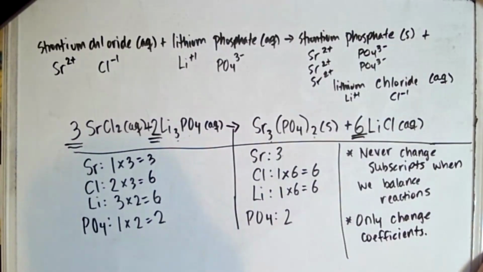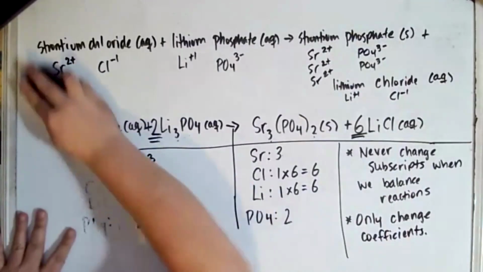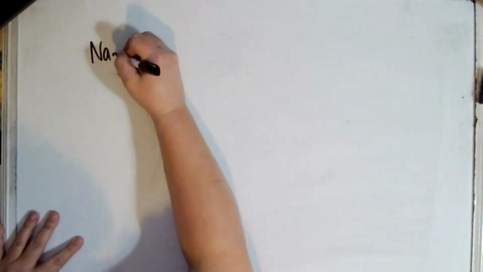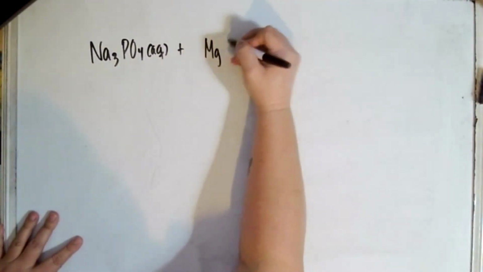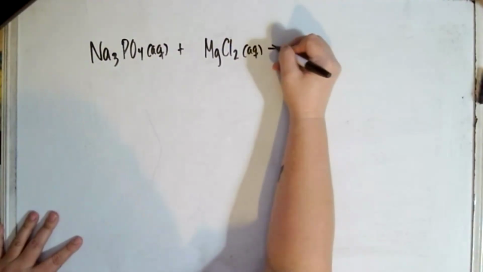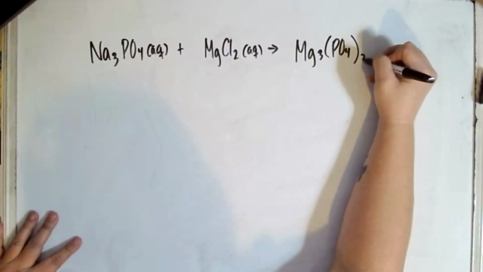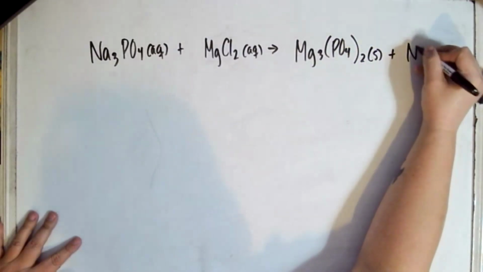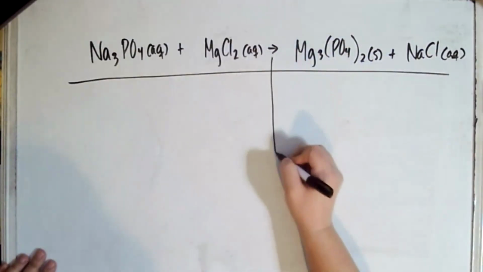Okay, let's look at another example here. They say, balance the following chemical equation, and they've written it out for us in an unbalanced way, which is nice because it means that we don't have to translate the words into formulas. They want us to balance it, so we're going to go through.